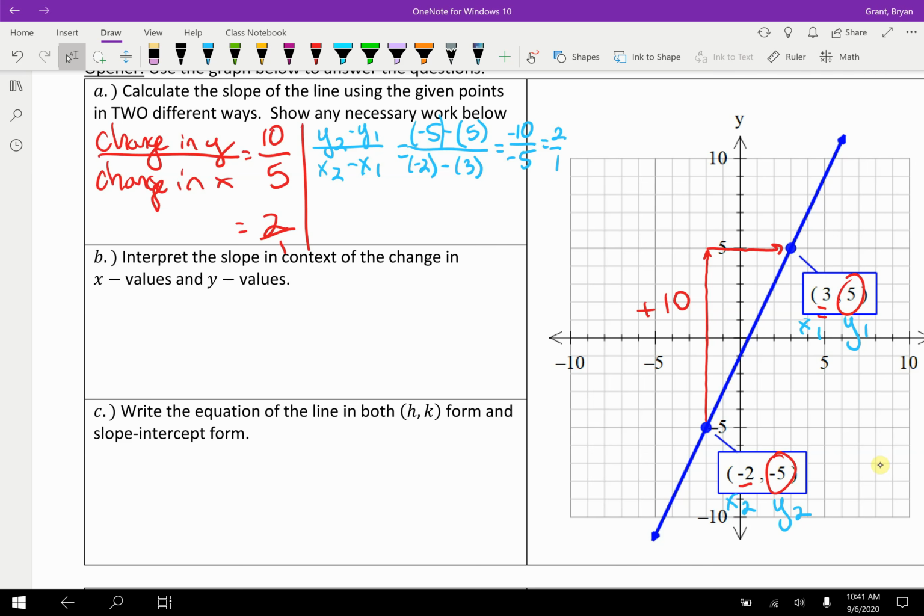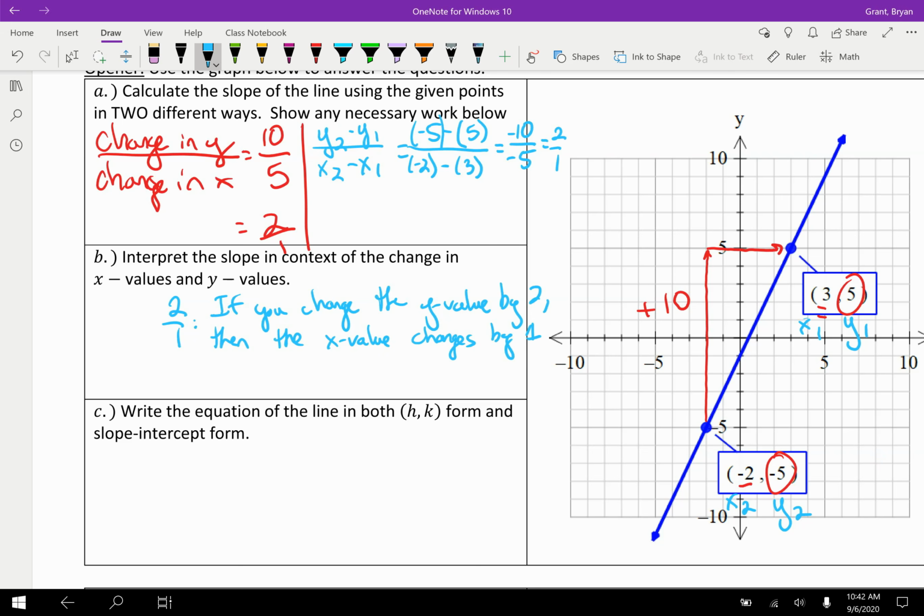So let's just use our reduced slope, and you can extrapolate to the rest if you want. So if we're thinking about 2 over 1, what does that actually mean? Well, you can interpret it in two ways. You can read top to bottom, and you can say, if you change the y value, that's the top, right, by 2, then the x value changes by 1, right? So that's not too bad, right? Let's see what that looks like in terms of a graph.